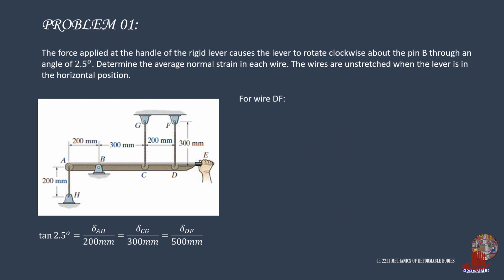The strain in the third wire is done similarly, starting with its deformation computed as 500 times tangent of 2.5 degrees, which is equal to 21.8305 millimeters. Use this deformation to compute for the strain, which is 21.8305 all over 300, resulting to 0.0728.